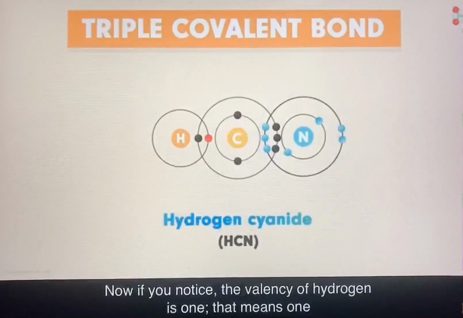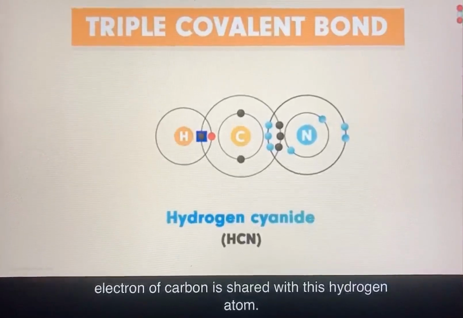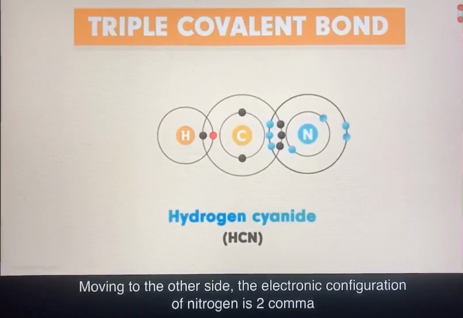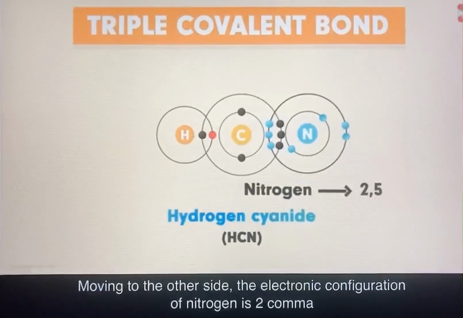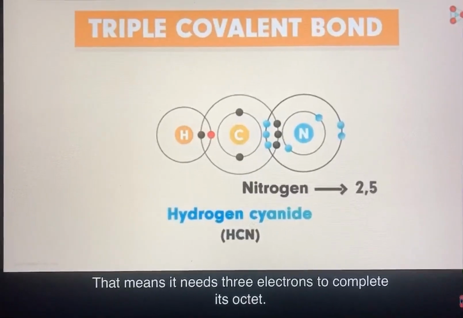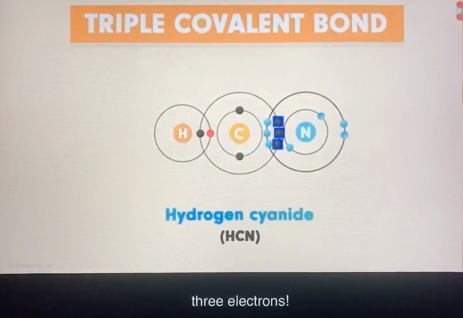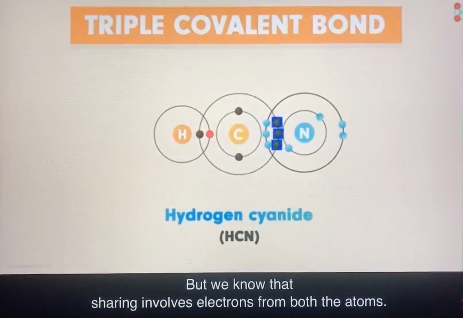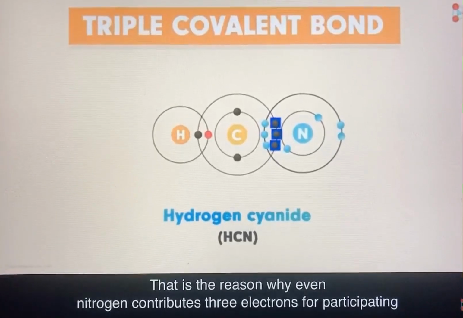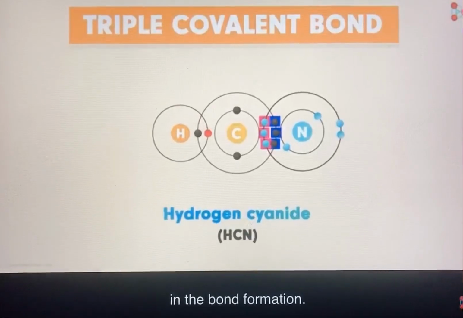Now, if you notice, the valency of hydrogen is 1. That means 1 electron of carbon is shared with this hydrogen atom. Moving to the other side, the electronic configuration of nitrogen is 2, 5. That means it needs 3 electrons to complete its octet, right? And we have the carbon atom waiting to share its 3 electrons. But we know that sharing involves electrons from both the atoms. That is the reason why even nitrogen contributes 3 electrons for participating in the bond formation.